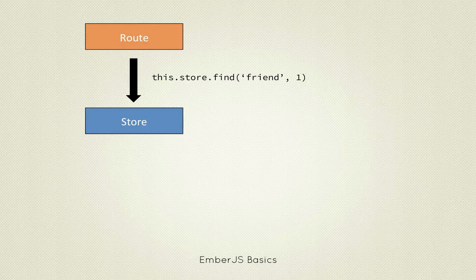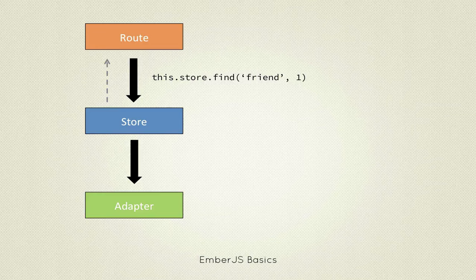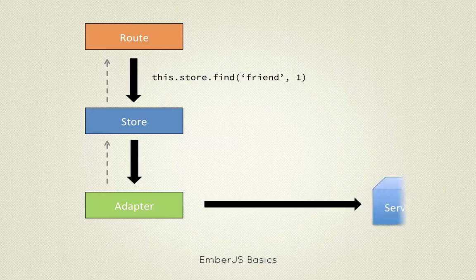The store looks for this object in itself, but as we asked for it for the first time, there is no such object, so it returns a promise back to the route object and then asks the adapter to provide this object for it. So the adapter's responsibility is to communicate with the server. It knows what to do to get this object, what URL to use, how to construct the request, what HTTP verb to use, everything. So it returns a promise and, using this knowledge, makes the request to the server.